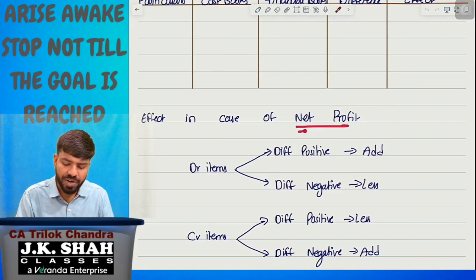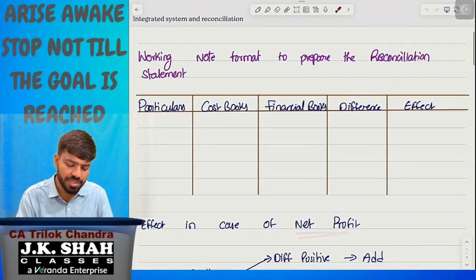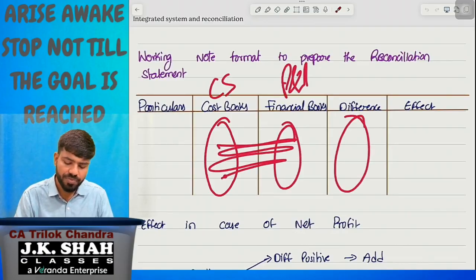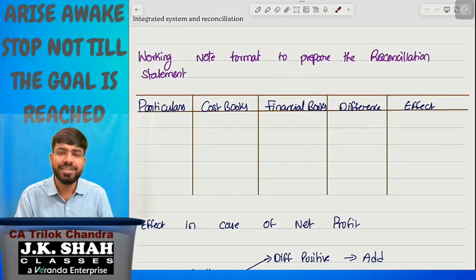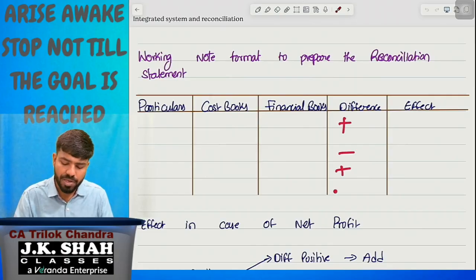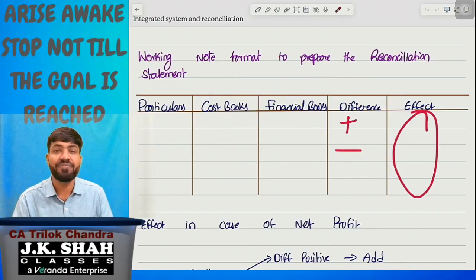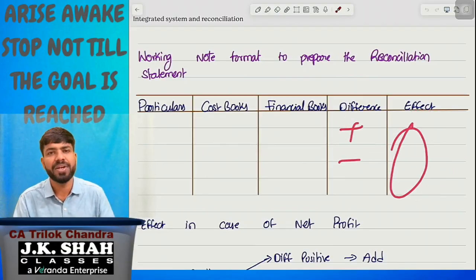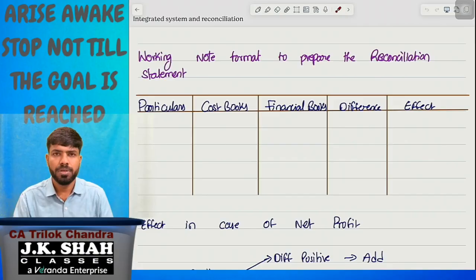Effect in case of net profit. I am speaking about this column. These two you will get from the P&L, this you will get from the cost sheet, and this is the difference between these two. Once you get the difference, it can be positive or negative. Based on this positive or negative, we'll decide the effect, whether to add or less.